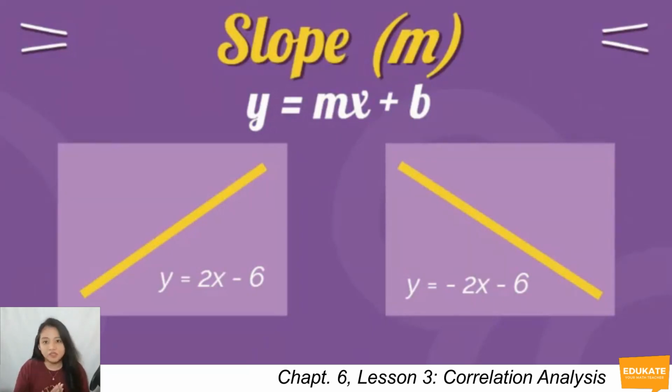So you have two examples there. y is equal to 2x minus 6. Your slope for the first example is 2 from y is equal to mx plus b, and your y-intercept is negative 6. So you have a positive slope, which means it's a line rising to the right. For the second example, we have y is equal to negative 2x minus 6. From y is equal to mx plus b, your slope there is negative 2, so you have a line falling to the right, and your y-intercept is negative 6.